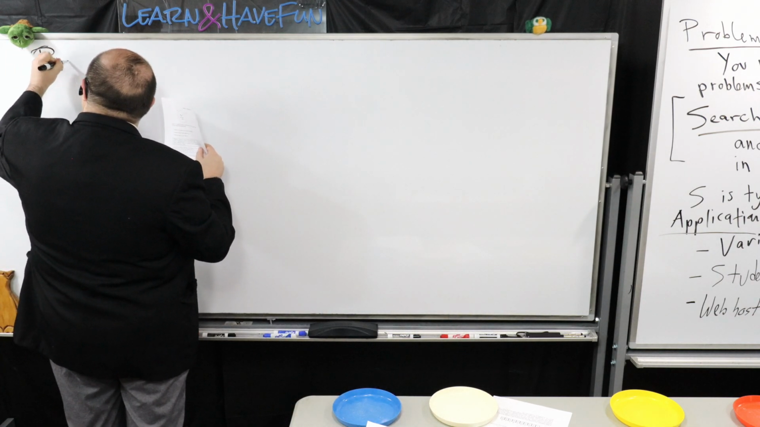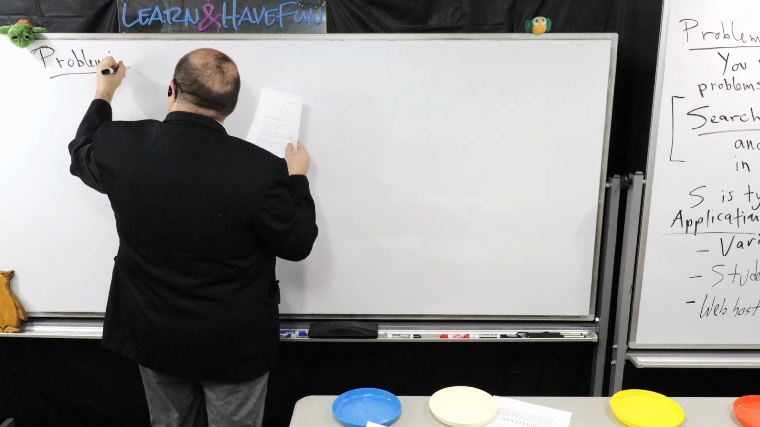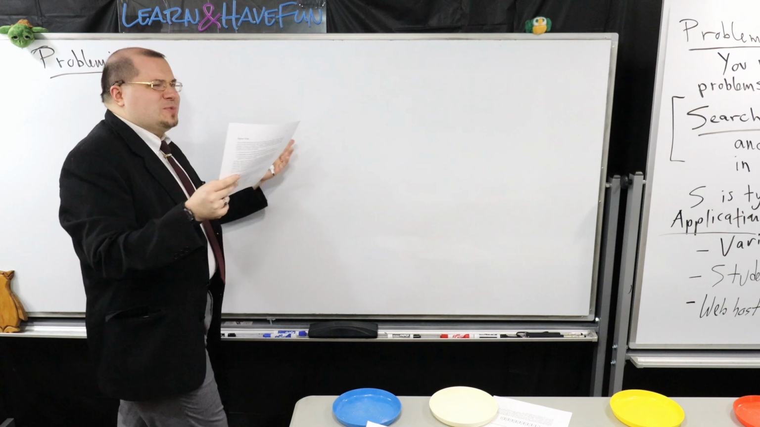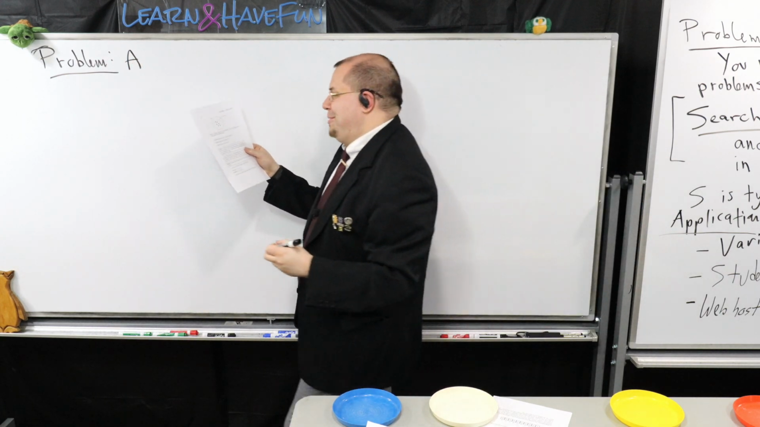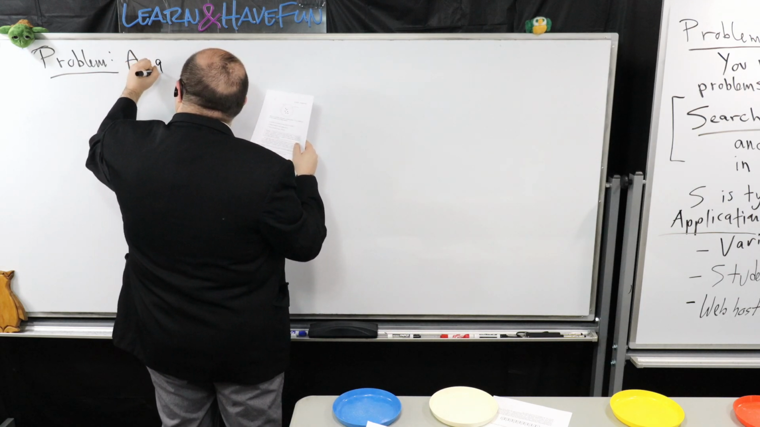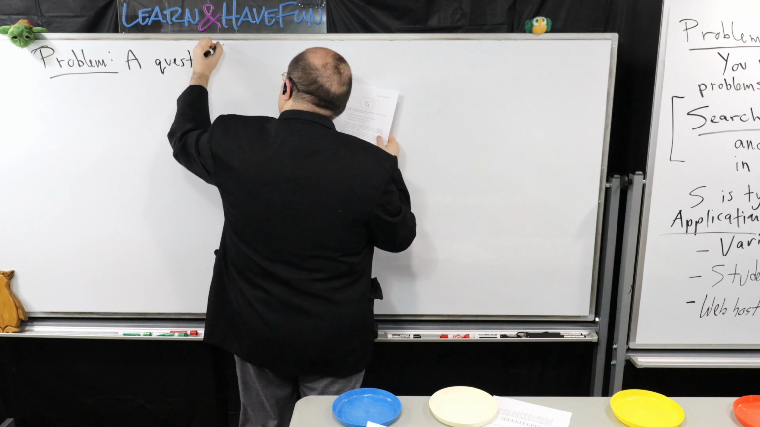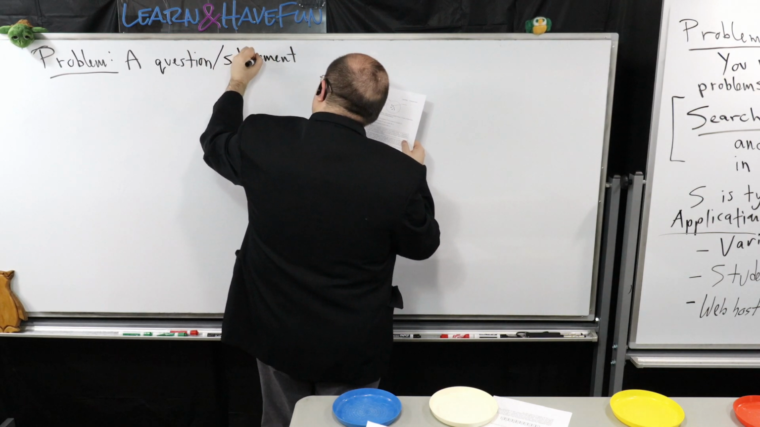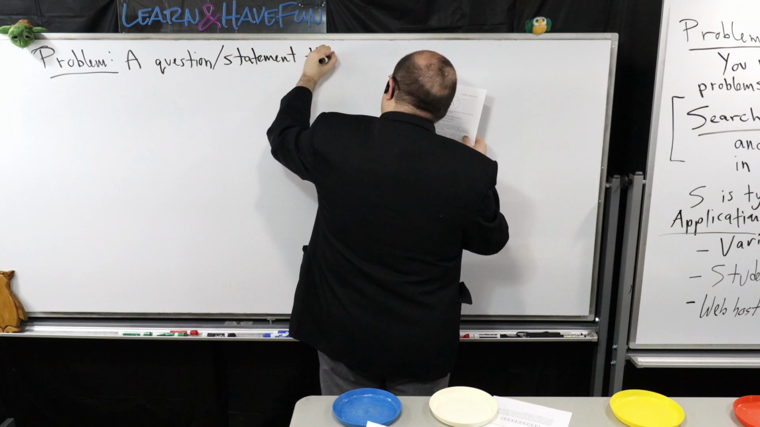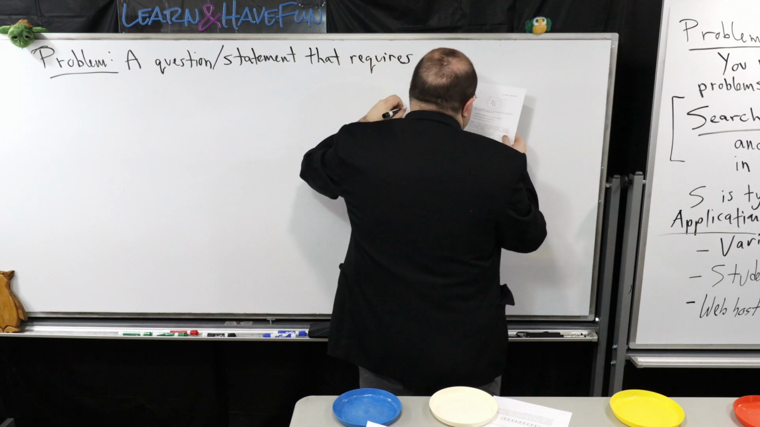So I'm just going to give you this fun definition for a problem. I'll let you think about it. I'm going to start off with the most cop-out way of giving you a definition, and then I'll give you something a little bit more formal. So a problem is a question or statement that requires solving. See, that's my cop-out definition.